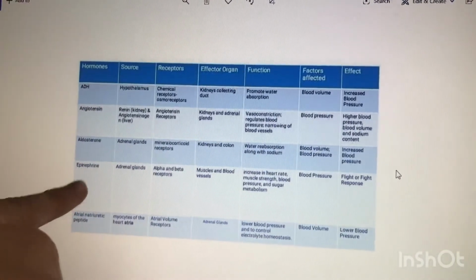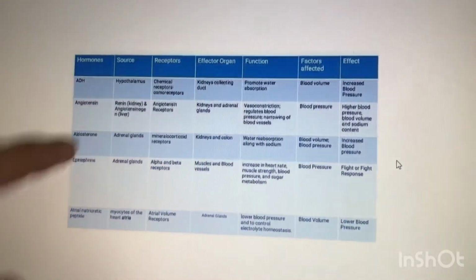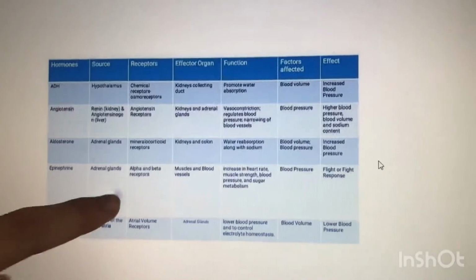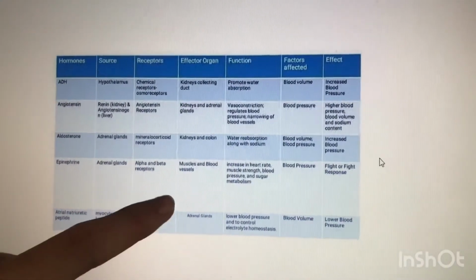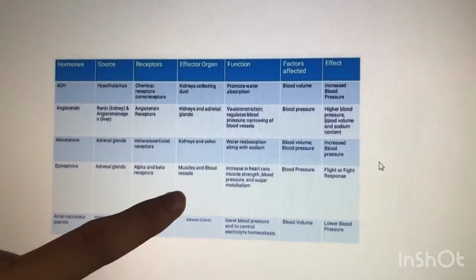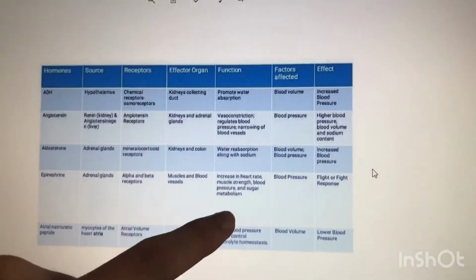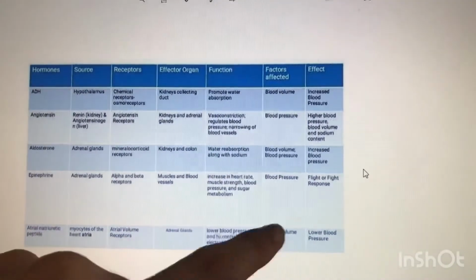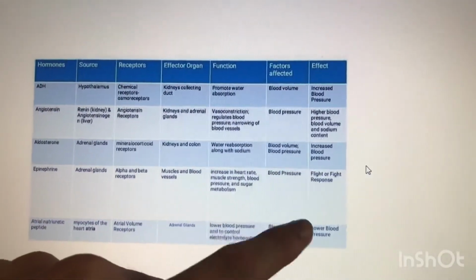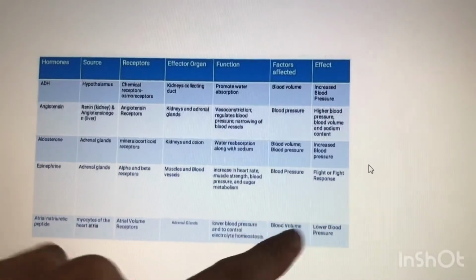For the hormone epinephrine, its source is also the adrenal glands. Receptors are alpha and beta receptors. Effector organs are muscle and blood vessels. Function: increase in heart rate, muscle strength, blood pressure, and sugar metabolism. Factor affected is blood pressure, and the effect is the fight or flight response.